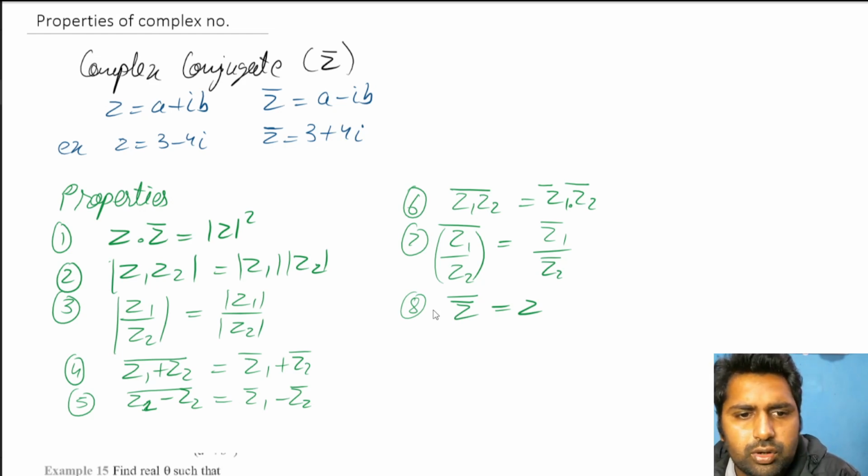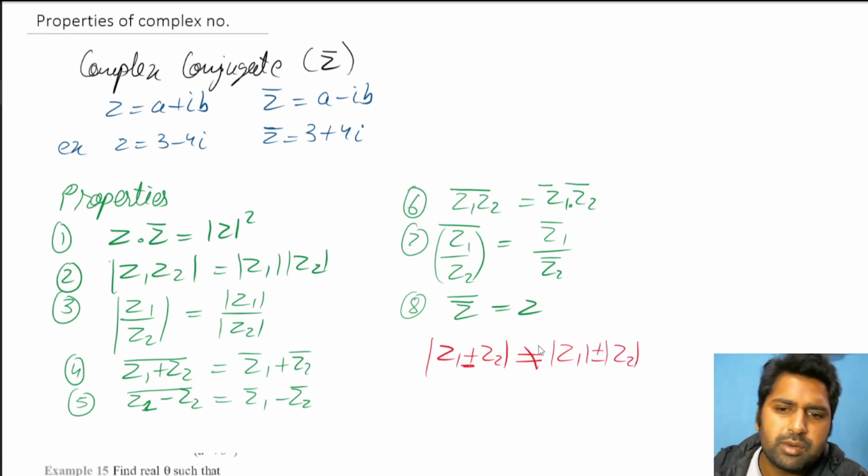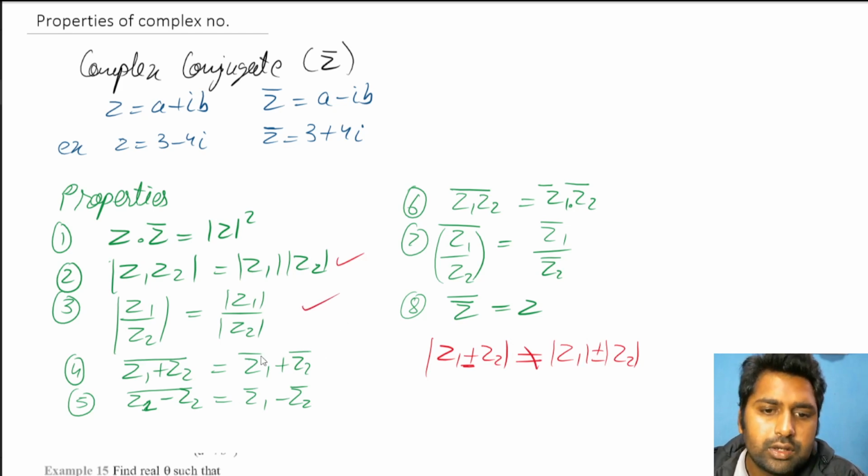This is pretty much all the properties regarding this, and this is not a property, just be careful about this. The modulus of z1 plus or minus z2 is not always equal to mod z1 plus or minus mod z2. It means you cannot split modulus about plus and minus. Sometimes it may work, sometimes it may not. So be careful around this. This is not possible. Modulus can be split in multiplication and division only. The complex conjugate can be split anyway: multiplication, division, addition, subtraction. Okay.